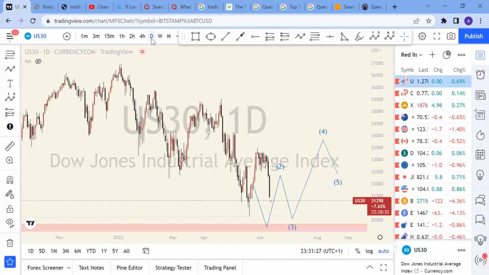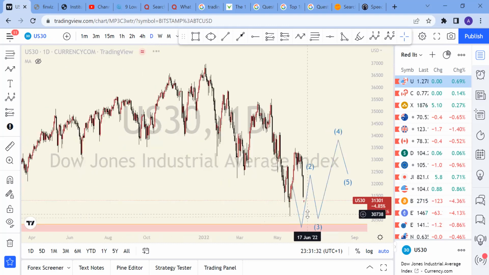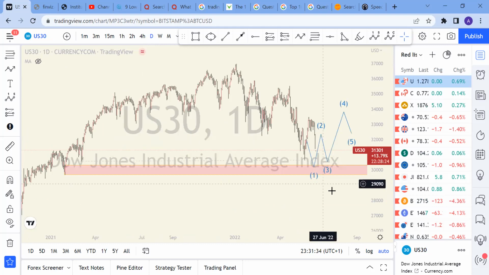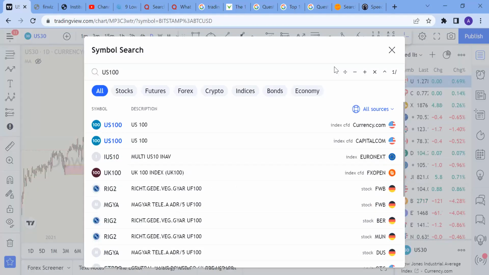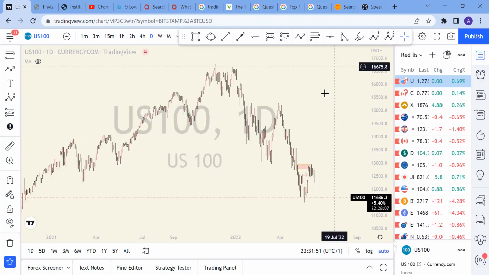All right, so for US 30, I think I talked about the fact that we should be expecting US 30 to come into this zone, which would be my preferred zone of entry for a buy, after price has taken out this liquidity. Okay, so I think that bias still stands. I think I'm still working with that. US 100 was an interesting one too.